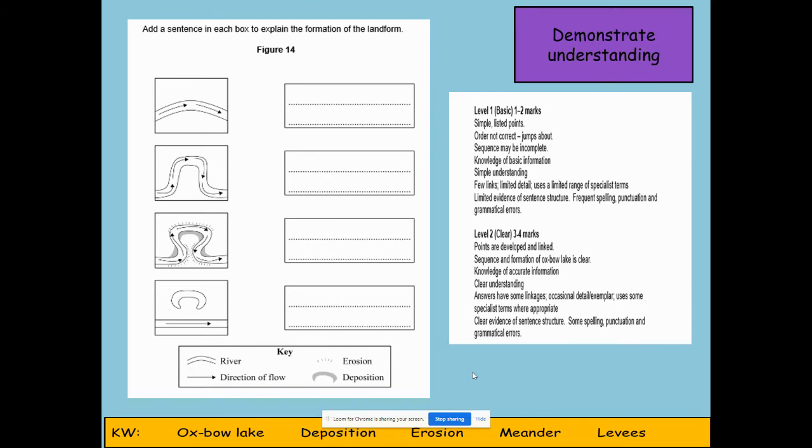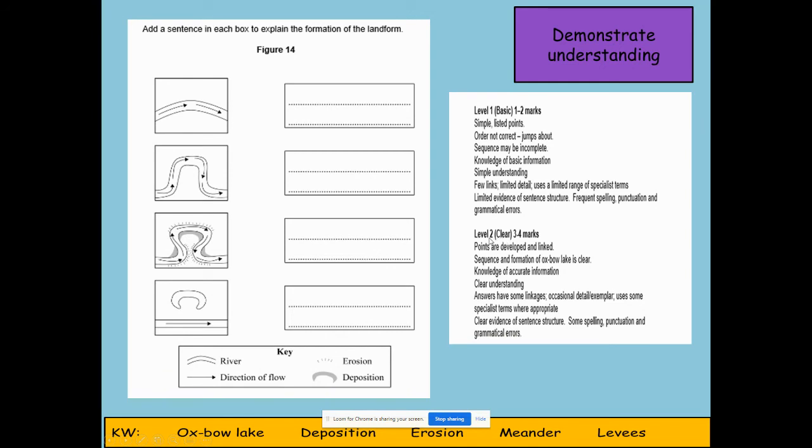So I want you to give this one a bit of thought. I've put the mark scheme in there. 2 different levels. So we've got level 1, which would be a basic answer that would get between 1 and 2 marks. So some knowledge of basic information, simple understanding, but very limited links. And what we do need to be doing is linking these processes, because if you think it through, then we're looking at the stages of the formation of the meander and then the creation subsequently of the Oxbow Lake.